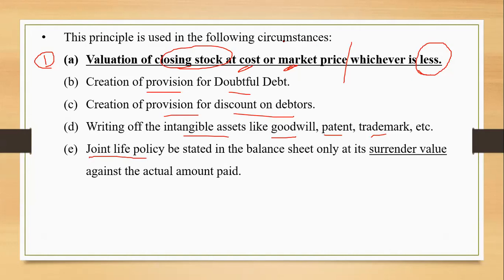Now, which value are we supposed to show in the books, in the balance sheet basically, of this policy? Do we need to show the actual amount of premium that we pay? Do we need to show the actual amount of the policy that we have taken? Or is it the surrender value? 3 options we have. So it is always the surrender value.